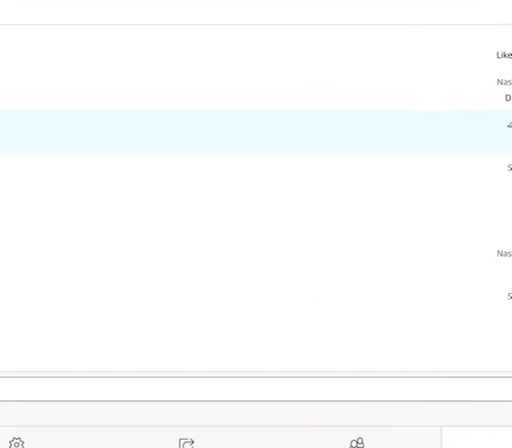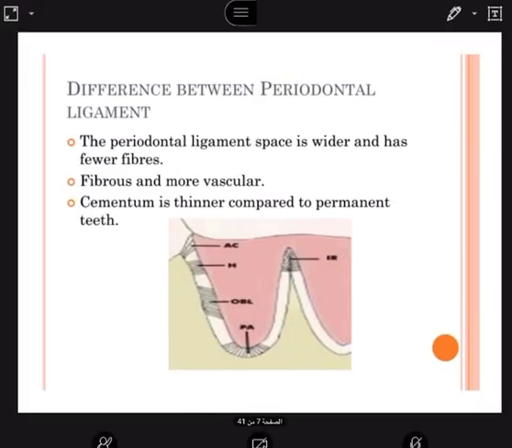Now coming to the difference in the periodontal ligament. In children, the periodontal ligament space is wider and has fewer fibers compared to that of an adult. Okay, and it is more fibrous and more vascular in children compared to adults. Here the cementum is thinner compared to that of the permanent teeth. So these are the differences you have to keep in mind with regard to the adult periodontal ligament.